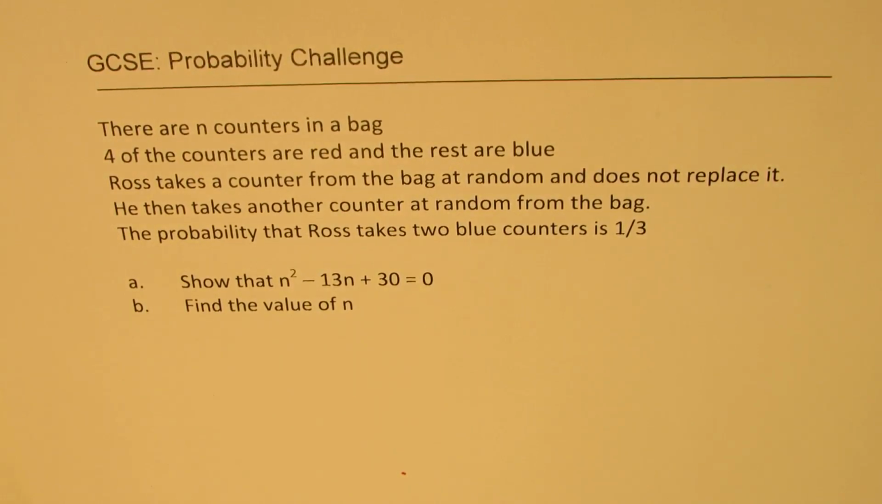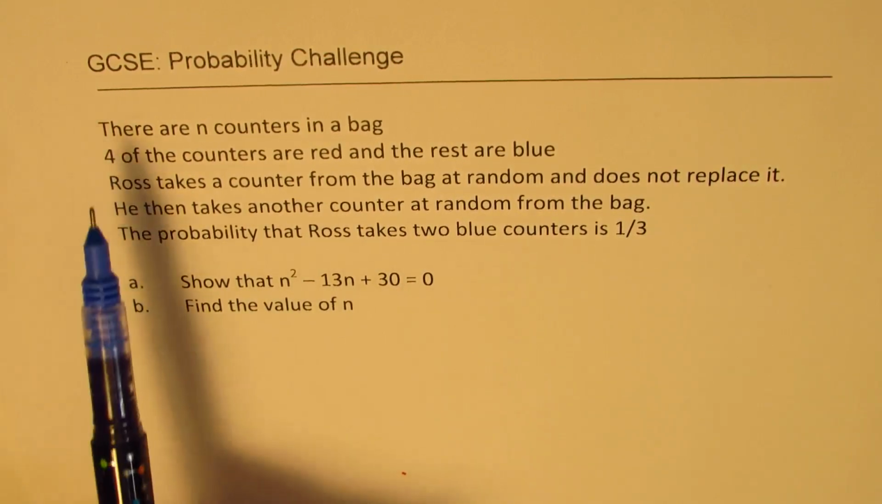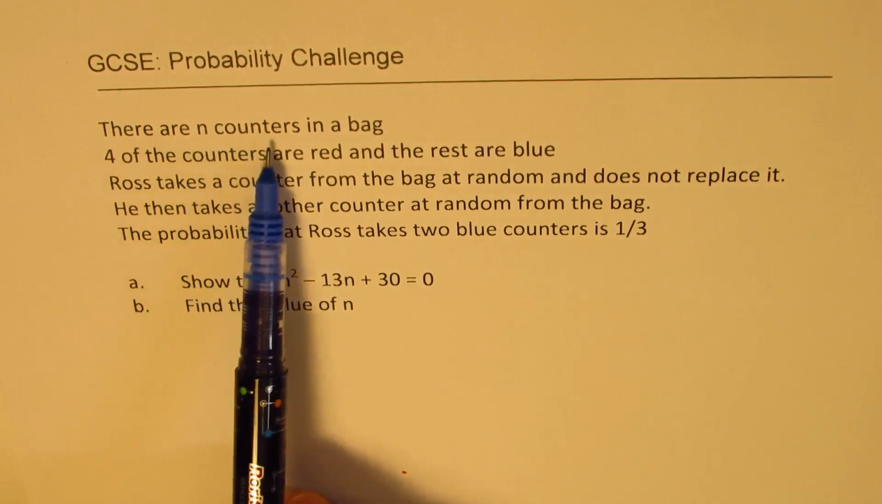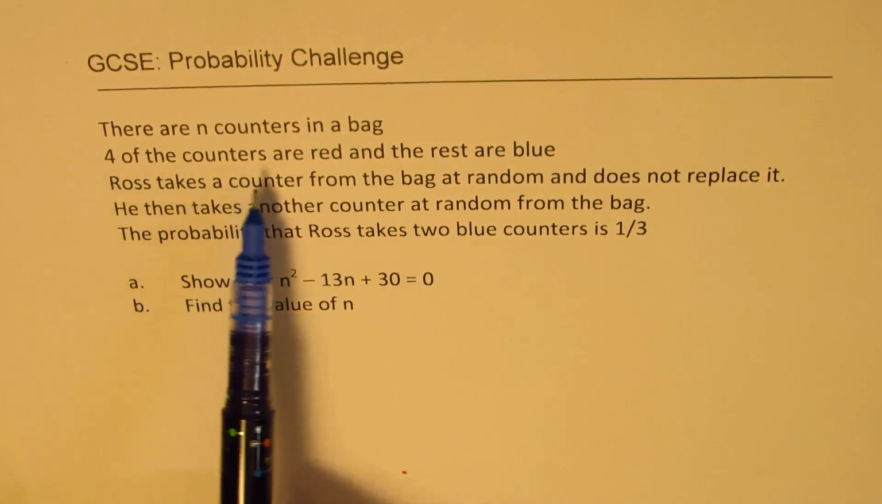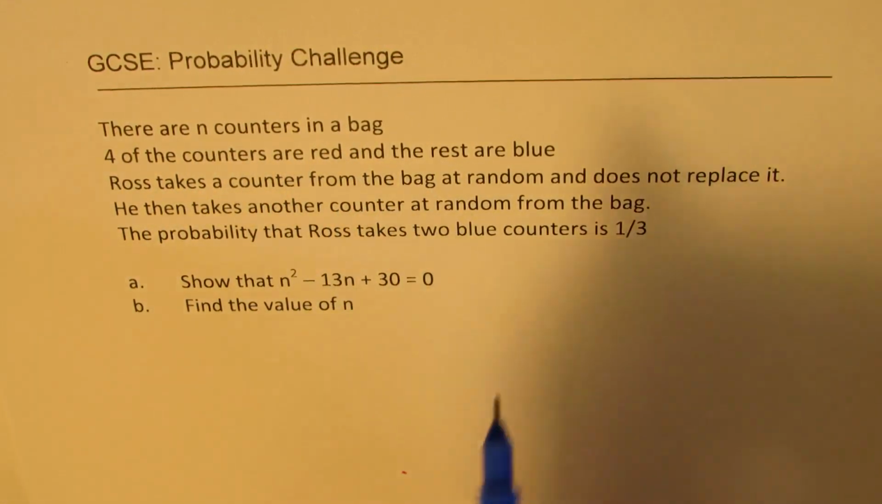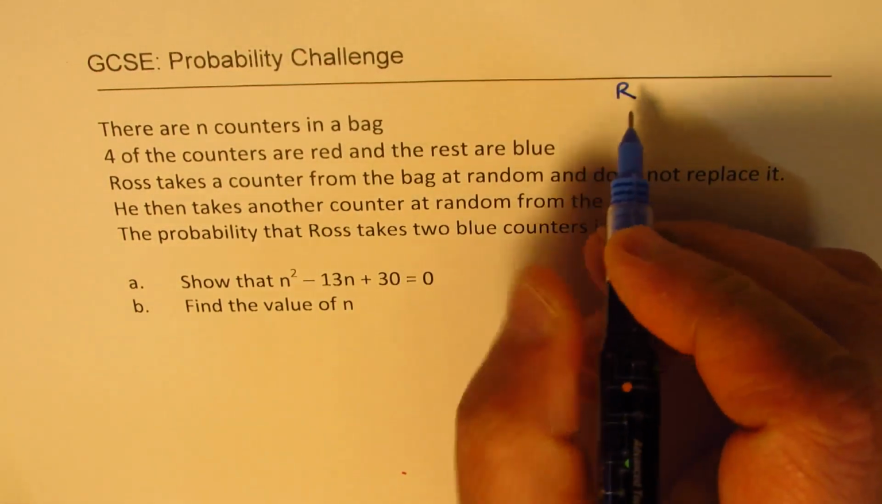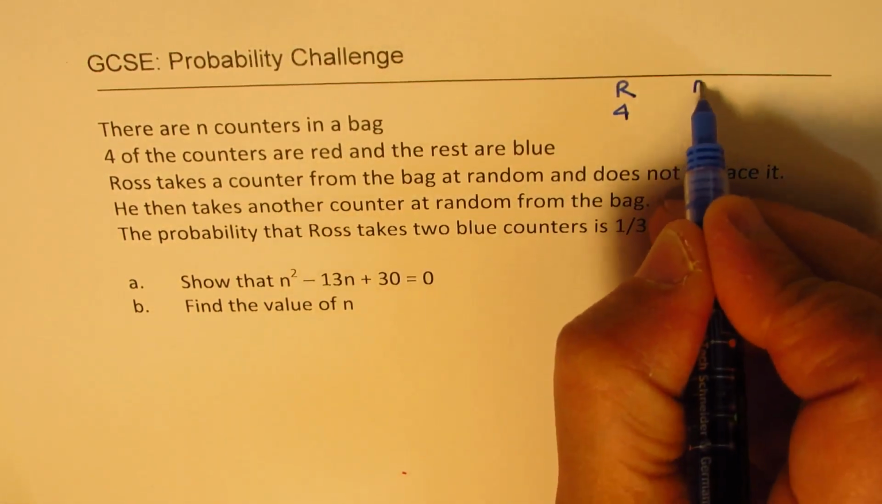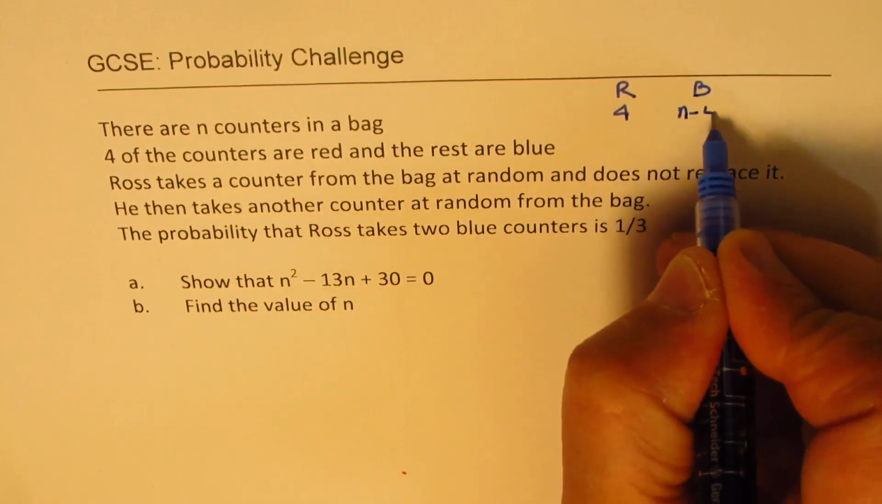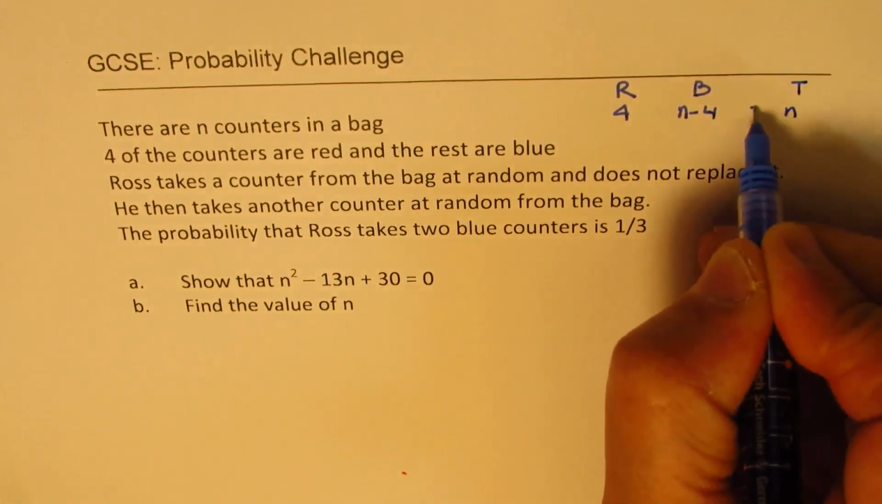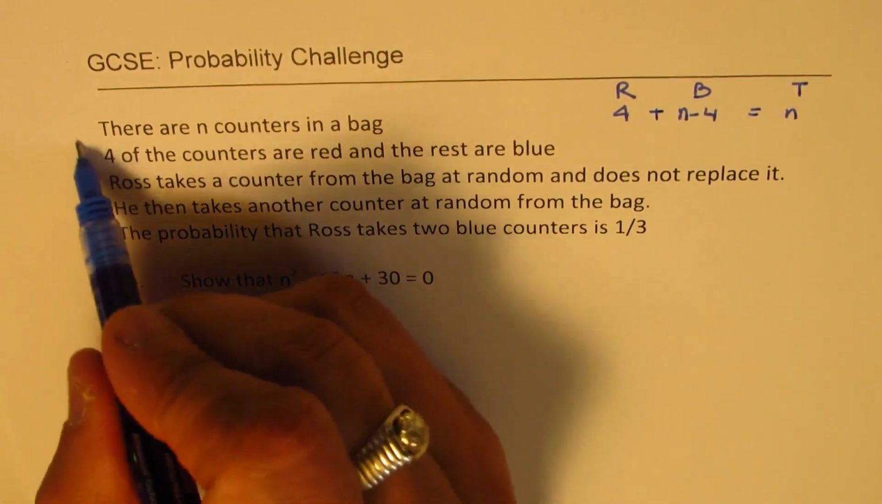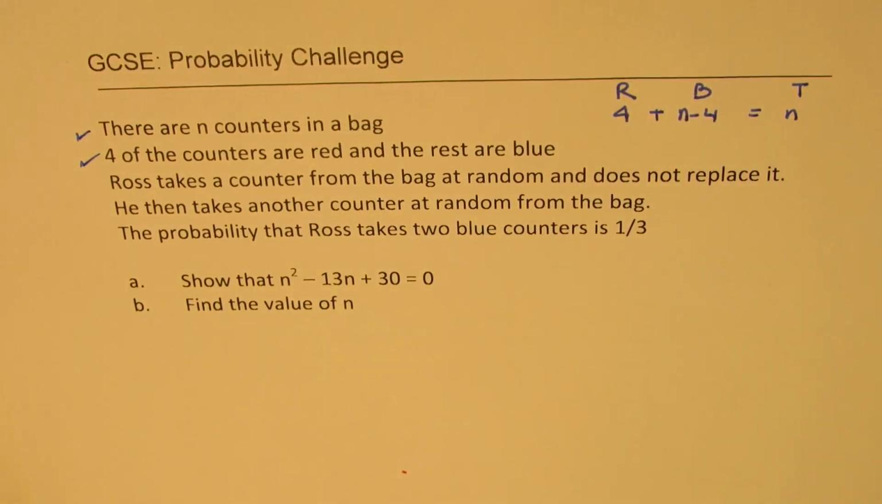Now let's continue and answer the rest of the questions. We have 2 more questions to go. So this time again, here's a practice test question from your GCSE previous test papers. The question is, there are n counters in a bag. 4 of the counters are red and the rest are blue. So in this case, we have red counters as 4 and the blue counters are n minus 4. Is that okay? And the total is n. Is that clear to you? So that is what is given in the first 2 statements.